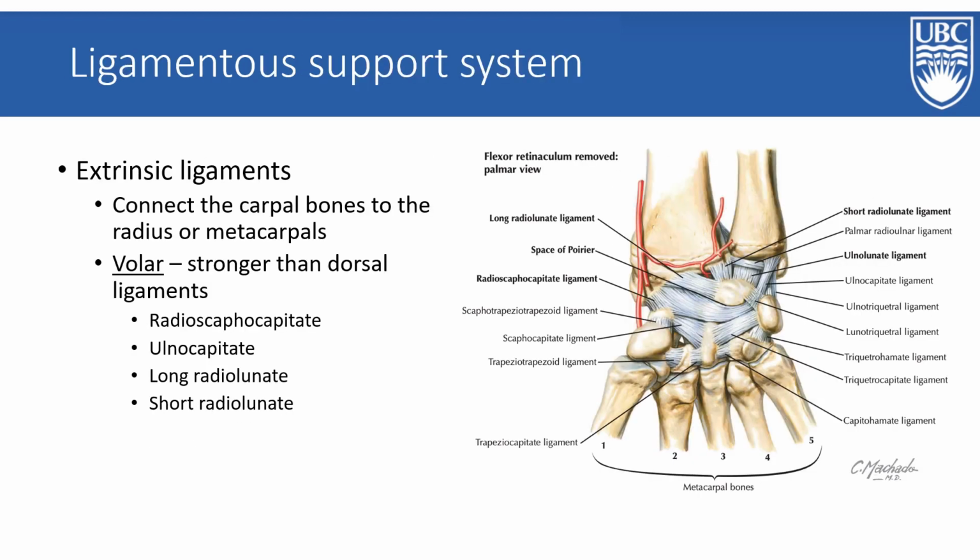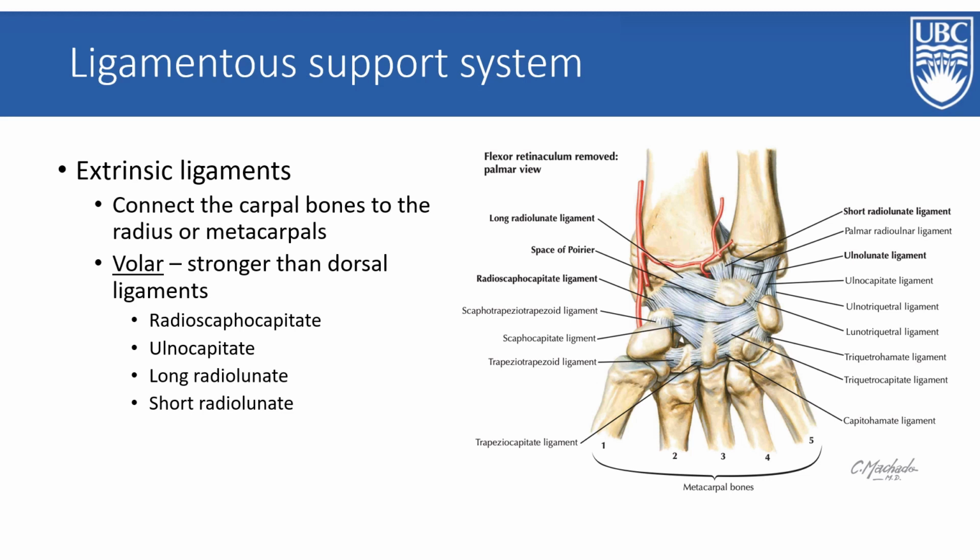The wrist is supported by extrinsic and intrinsic ligaments. Extrinsic wrist ligaments connect the carpal bones to the radius or metacarpals, where intrinsic wrist ligaments originate and insert on carpal bones. First, we will review the extrinsic ligaments on both the volar and dorsal aspects, and then review the intrinsic ligaments.